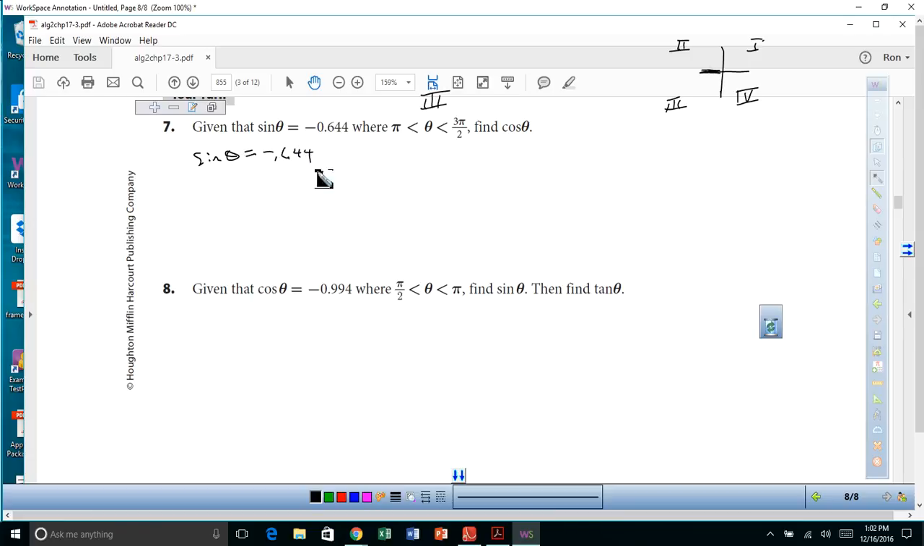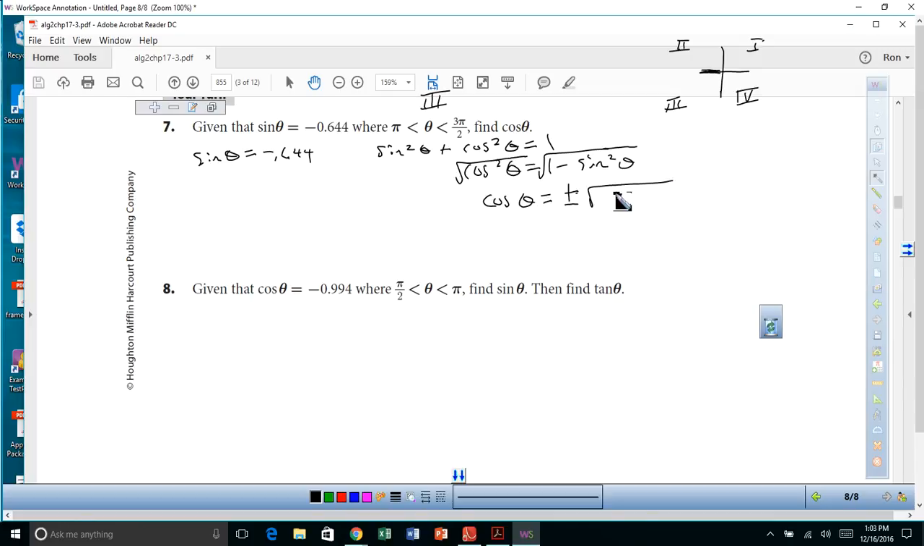All right, so remember, sine squared theta plus cosine squared theta equals 1. And we know what sine is. We're trying to find out what cosine is. So that's going to be cosine squared theta equals 1 minus sine squared theta. Take the square root of both sides. And it gives you cosine theta equals plus or minus the square root of 1 minus sine squared theta. So cosine theta equals plus or minus the square root of 1 minus negative 0.644 squared.